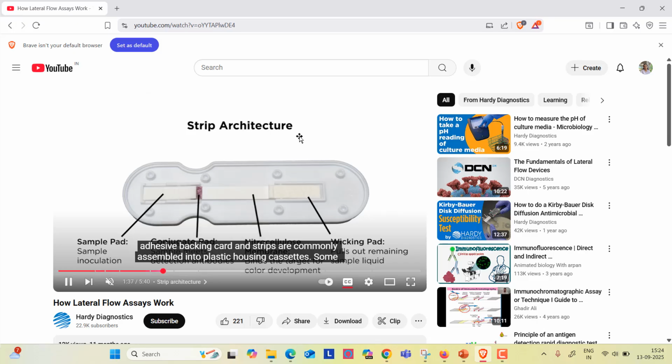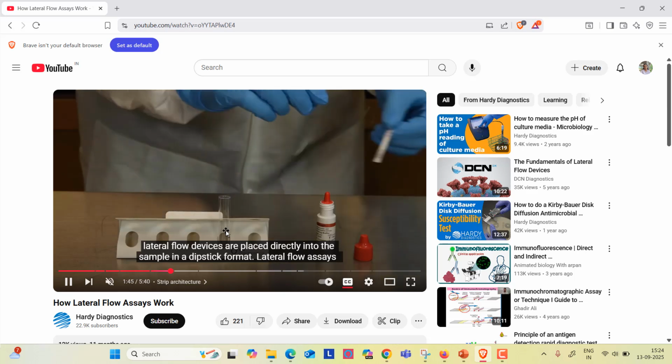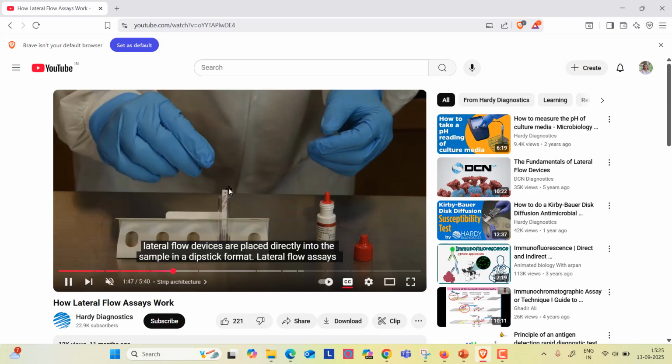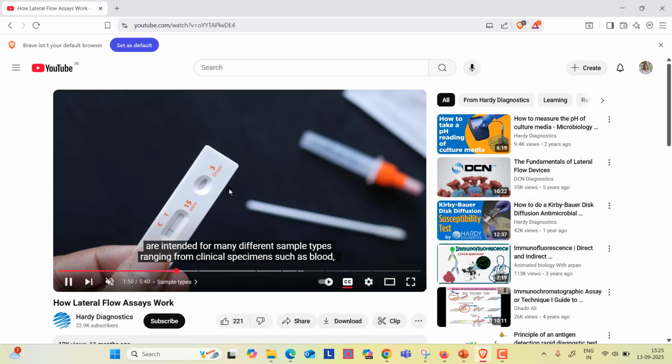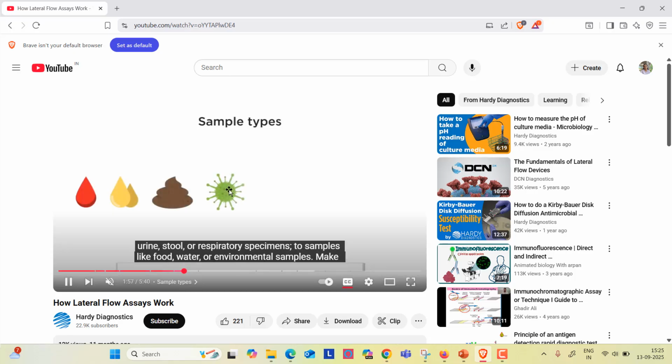See, all these assemblies, because it's a paper-based diagnostic assay, right? So every portion is attached by adhesives on a backing card and the strips are commonly assembled into a plastic housing box. So a blood sample can be given, a stool sample can be given, urine can be given. Also, they can be used in environmental contaminant detection.